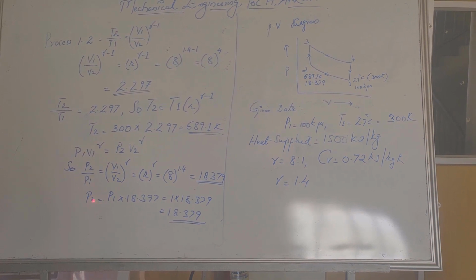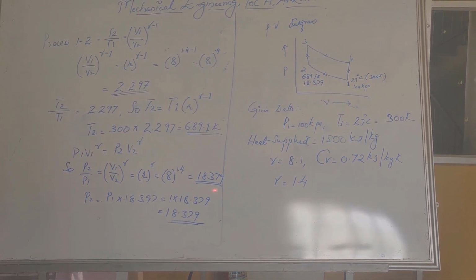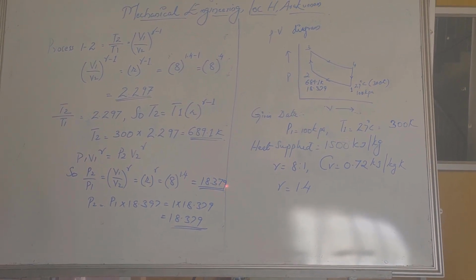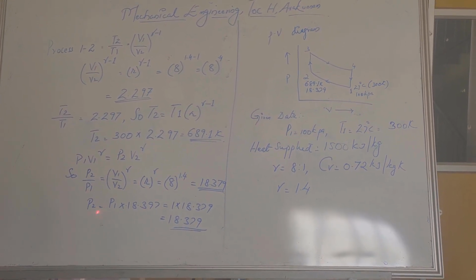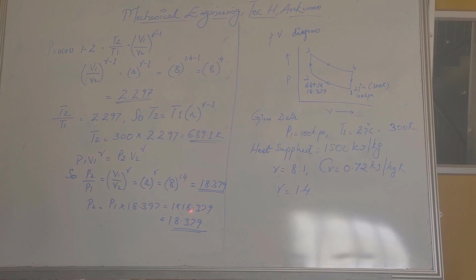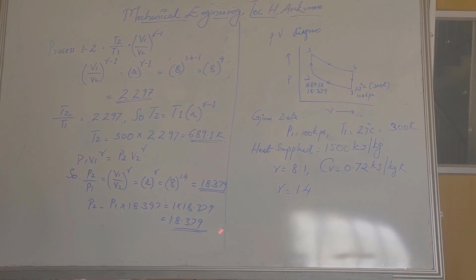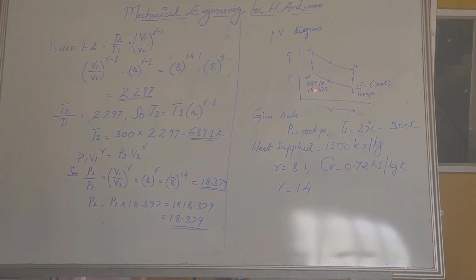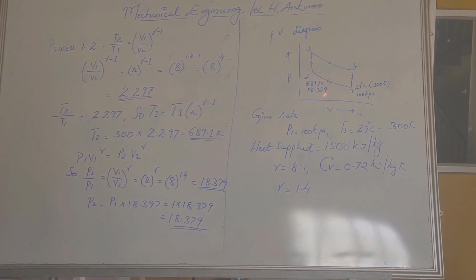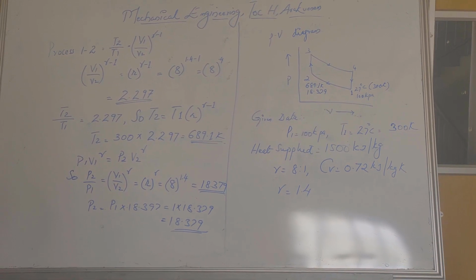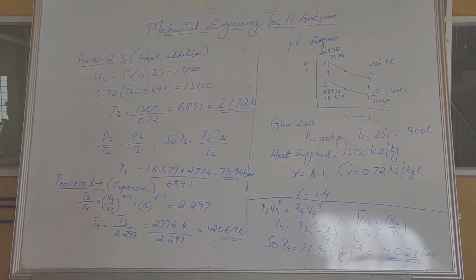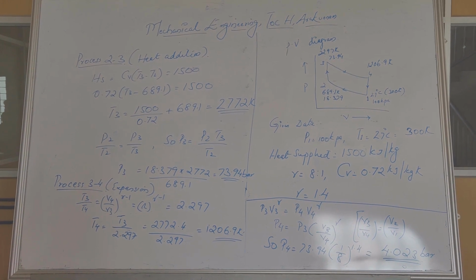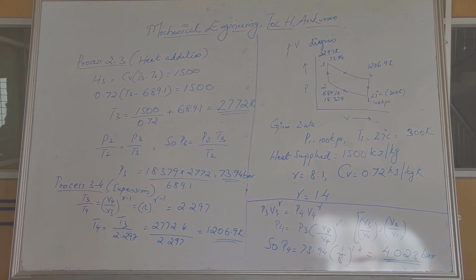Now P2 is P1 into 18.379, and in the question P1 is given as 100 kilopascal. So that is 1 into 18.379, and you get the same value, 18.379. Therefore, at point 2 the pressure is 18.379 bar. Now we have already found the temperature and pressure at point 2.